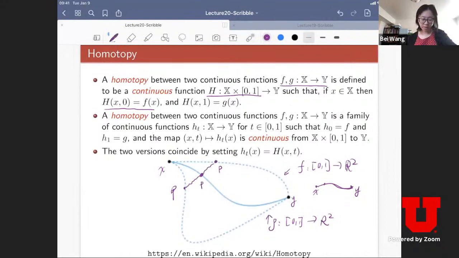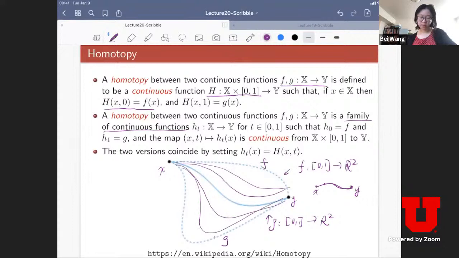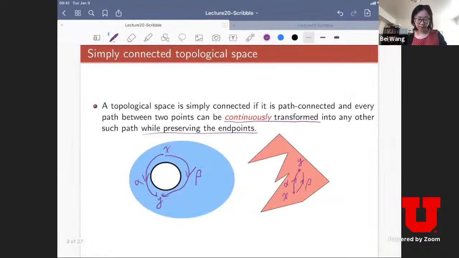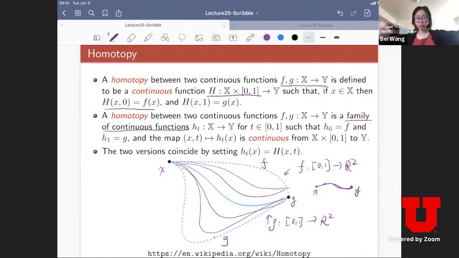Another way to imagine it is that it's a family of continuous functions such that the beginning is my original function, the end is my target function, and there's a continuous deformation for every single point throughout. Another way to think about it mentally is that if I were going to transform my curve F to my curve G, it's going to have this smooth transition going between. Okay, so that's called a homotopy. So think about the homotopy, in the case of a simply connected topological space, as the one that smoothly transitions one curve to another in a continuous way.